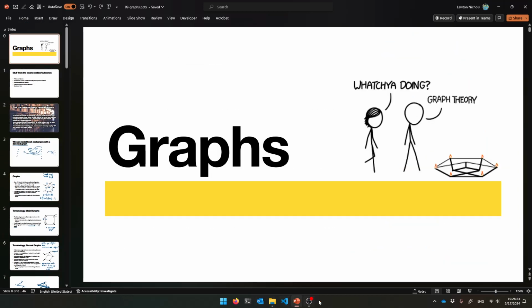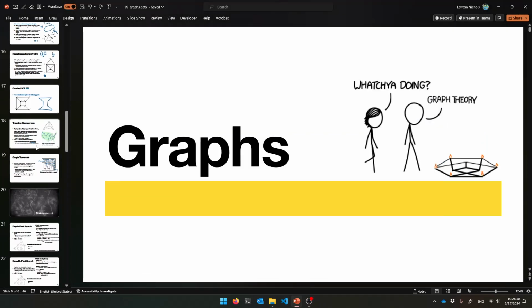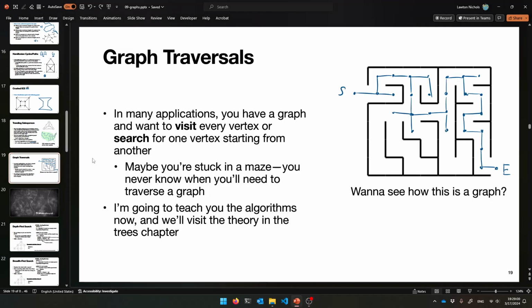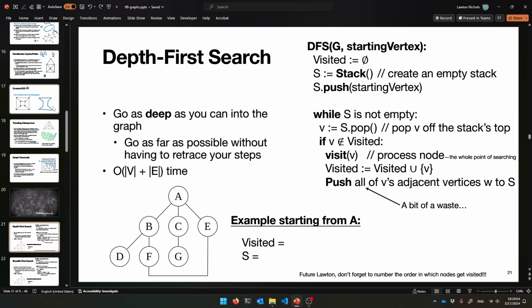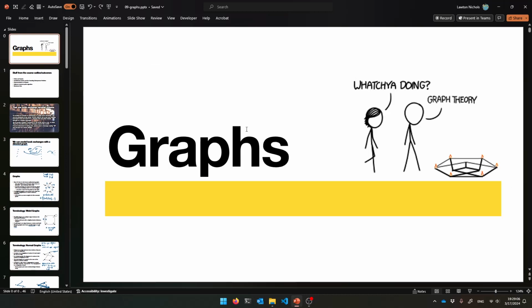So that's where I want to stop for right now. That's good enough on time, and we will continue with some traversals of a graph next, like a search algorithm. The first one will be depth first search. So I'll see you then.